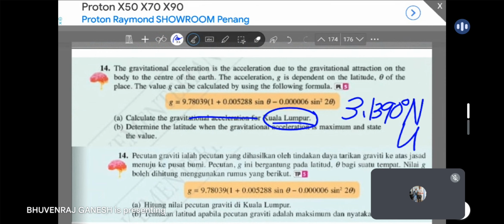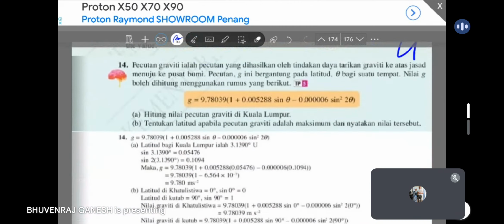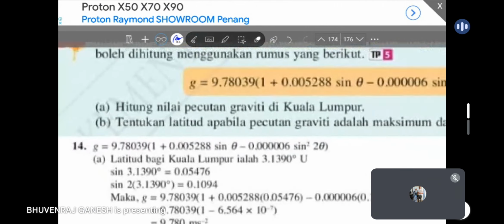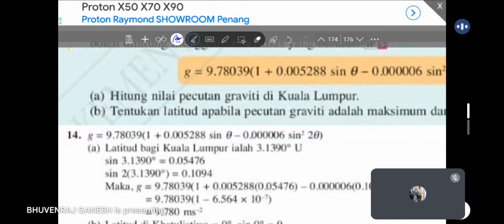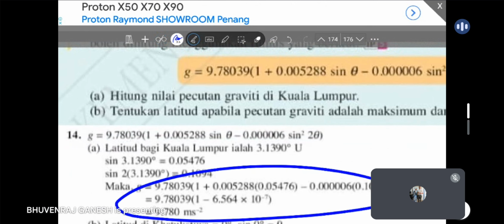So over here you can find sine 3.1390. Cari nilai dia. And then you find sine 2 times 3.1390 square, the answer. So just gantikan saja. Theta equal to 3.1390. Usually exam they won't ask you like this lah. Takkan tanya macam ni. So all of this you guys just press calculator lah. Then you can get the answer D.